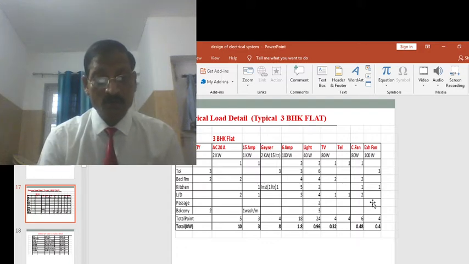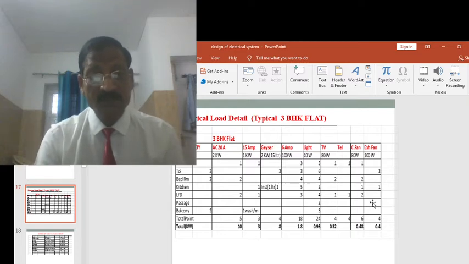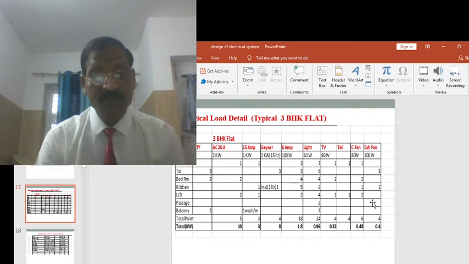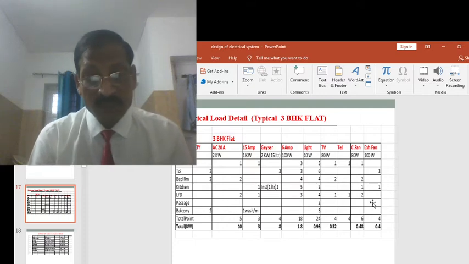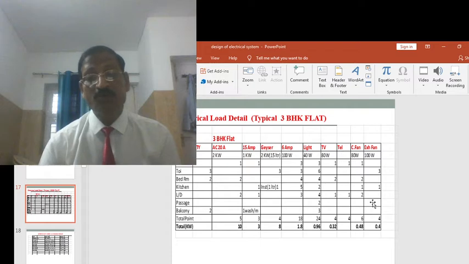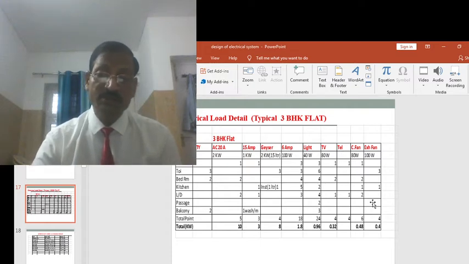So the total load of air conditioning is 10 kilowatt. For the 15 ampere switch, the load is 3 numbers, total 3 kilowatt. For geysers, it will be 8 kilowatt for 3 geysers. For the 6 ampere switch it is 1.8 kilowatt, light 0.96 kilowatt. For TV the load is 0.32. Likewise, this is the total connected load of a 3 BHK flat.